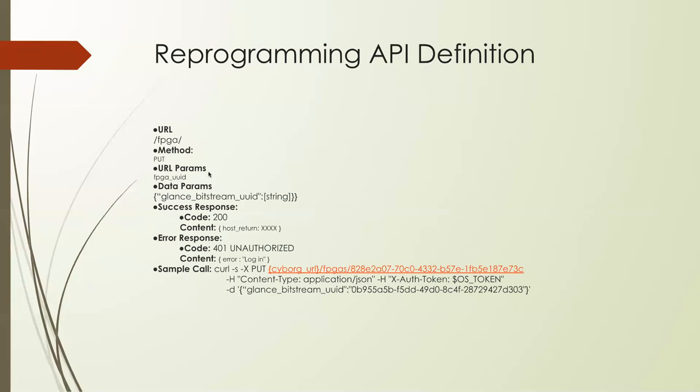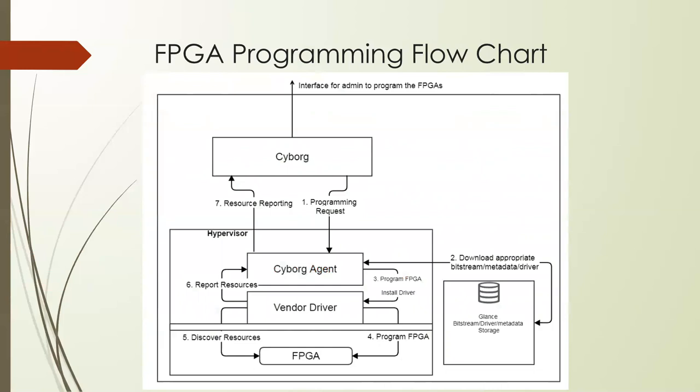Basically, the user provides the FPGA UID, which identifies where this FPGA is, and then the Glance bitstream UID, which is the bitstream you want to load onto the FPGA, and then you do a PUT, and this will happen. Cyborg takes the call and sends the programming request to the Cyborg agent, which goes to Glance to download that bitstream and the appropriate metadata and drivers, because it should be an installation package including the bitstream, drivers, and installation scripts, and then retrieves it to the hypervisor.